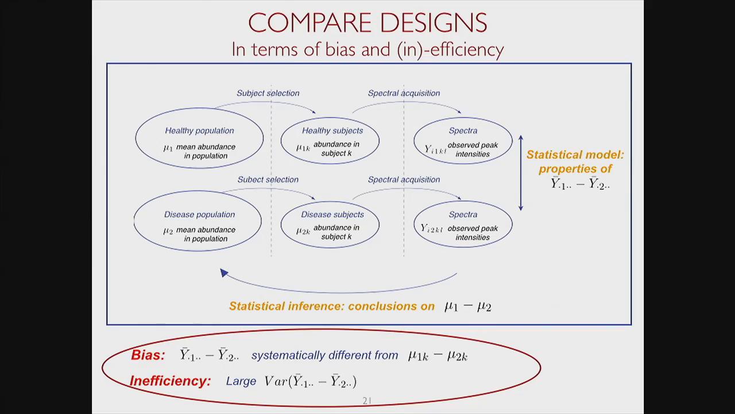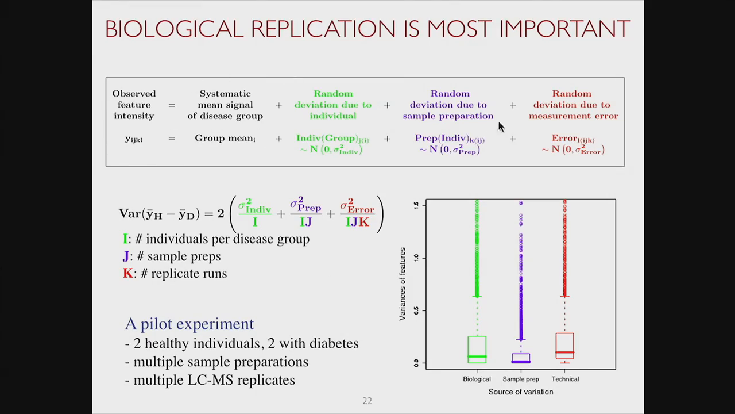Remember, I was saying that we talk about the variance, just to talk about the efficiency. It turns out that if we write it like this, we can theoretically describe what the variance of our difference in means would be. And it looks like that. Here we have the biological variation, sample prep variation, measurement variation. The important part is here.